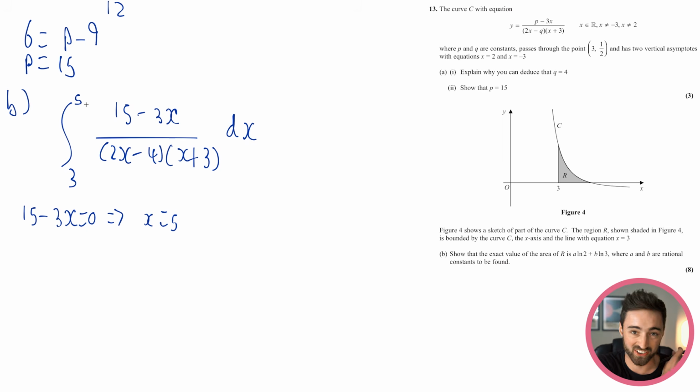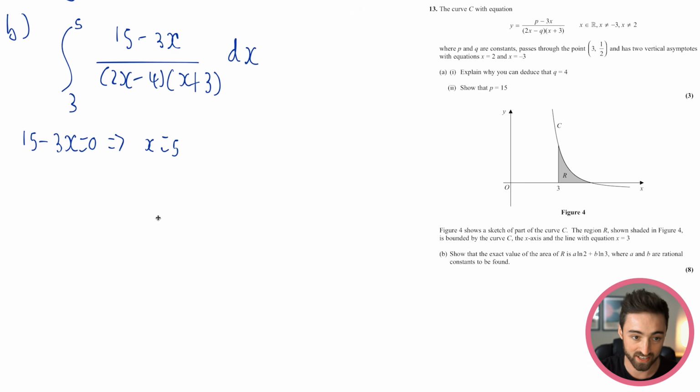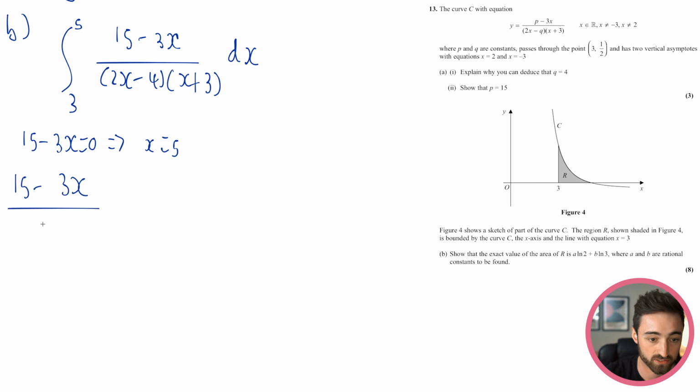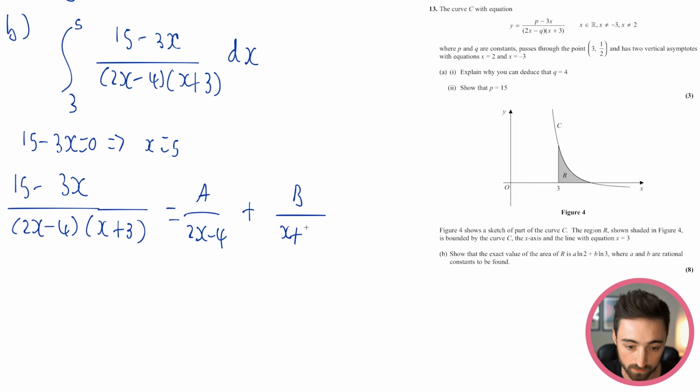So now we've just got an integral. I say just, it's a big integral, right? How are we going to integrate this? Unfortunately, you're going to have to do partial fractions. So what we're going to do is split this thing up into partial fractions. So we're going to say that this is equal to A over the first factor on the bottom, so A over 2x minus 4, plus B over the second, x plus 3.